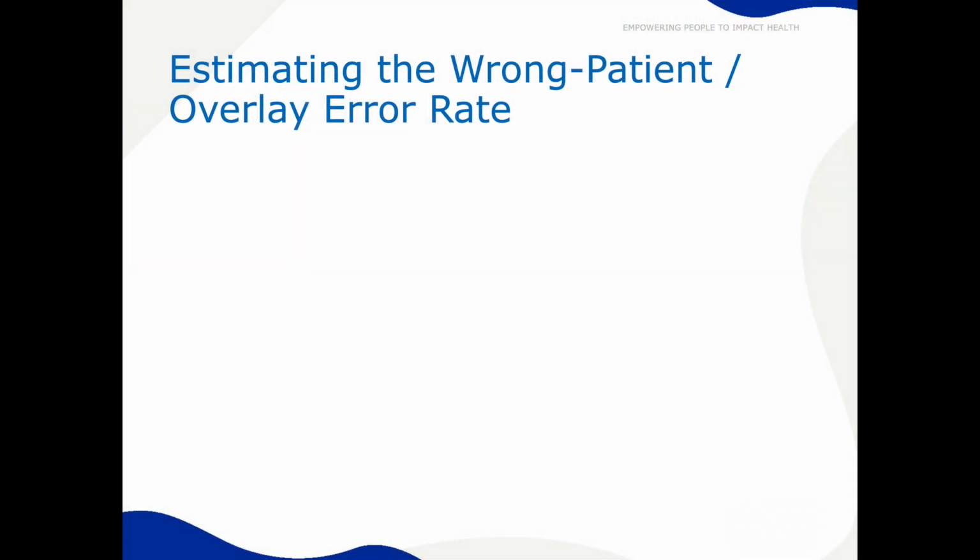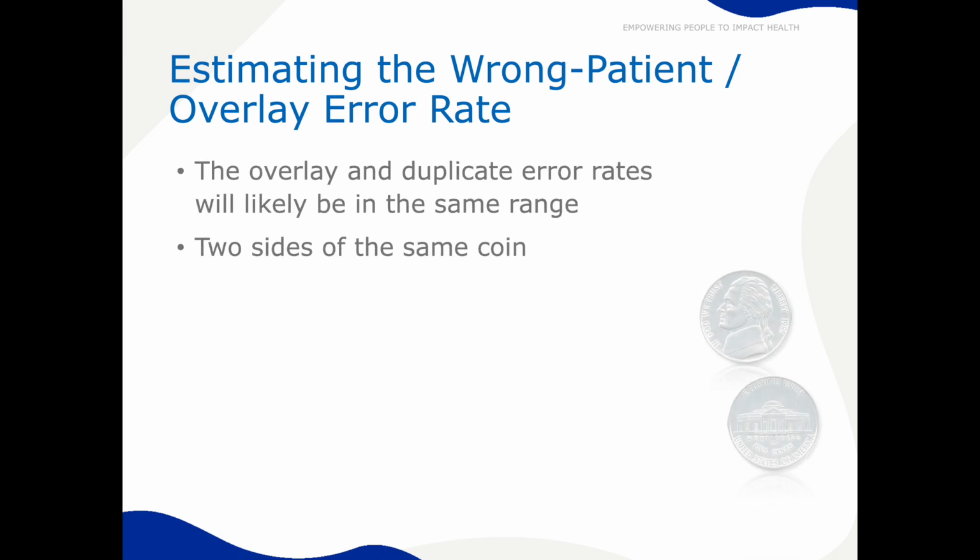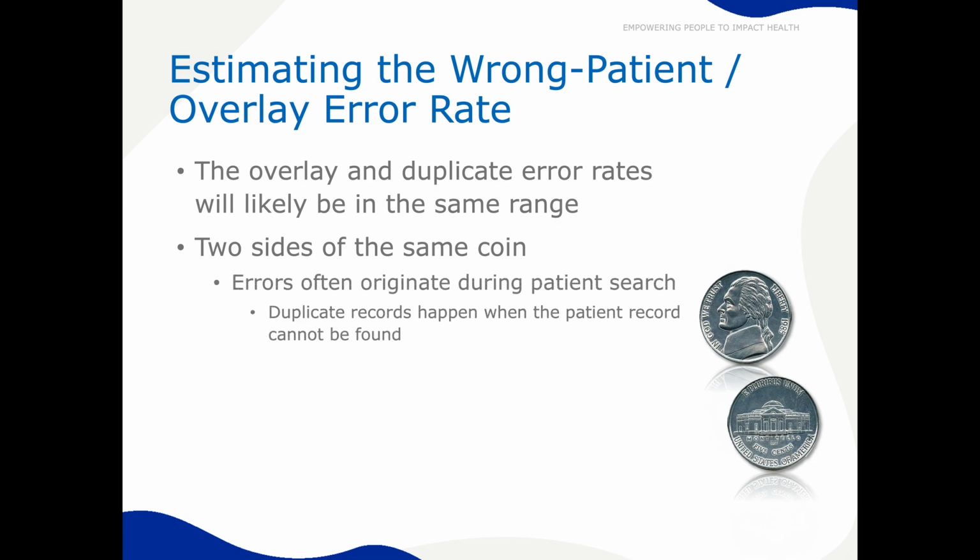My thesis is fairly simple. That is, overlay and duplicate data errors probably have the same or similar rates. Both can originate during patient search. Duplicate patient records occur when a patient can't be found, so a new record is created. Overlay records happen when the wrong patient is found and data is entered into that record. Patient search is a common root problem.